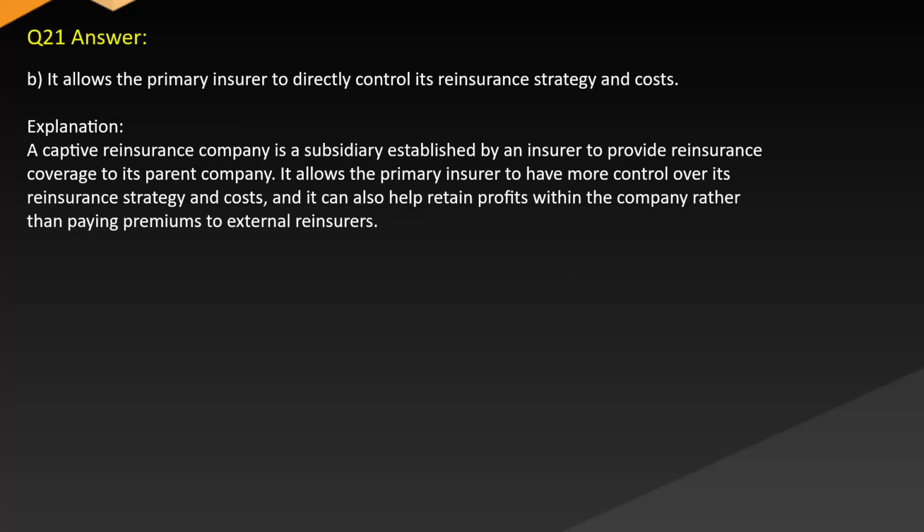Answer: B. It allows the primary insurer to directly control its reinsurance strategy and costs. Explanation: a captive reinsurance company is a subsidiary established by an insurer to provide reinsurance coverage to its parent company. It allows the primary insurer to have more control over its reinsurance strategy and costs, and it can also help retain profits within the company rather than paying premiums to external reinsurers.